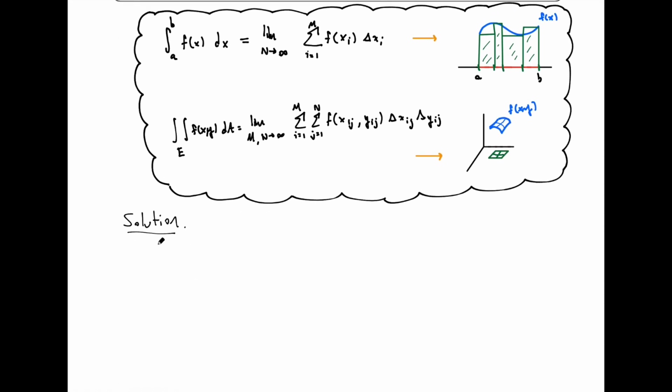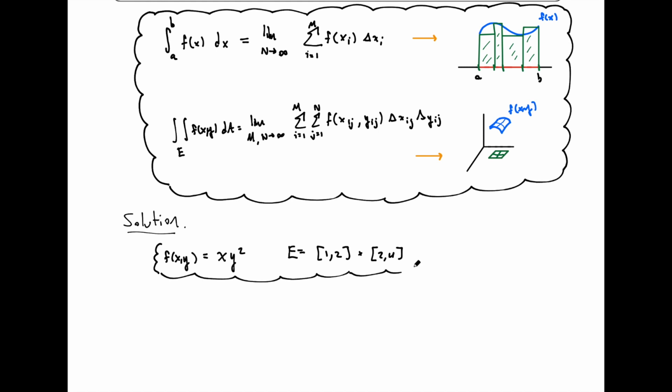So since I scrolled down, let me remind you what the function f was and what the rectangle E was, so that we don't forget. f(x,y) was xy², and E was the rectangle [1,2] × [2,4]. Okay, so if I draw a picture of our domain, this will be a rectangle in the xy plane. The x range is from 1 to 2, and the y range is from 2 to 4. So probably not to scale, but it doesn't really matter. Just a rough picture. Here's our domain E.